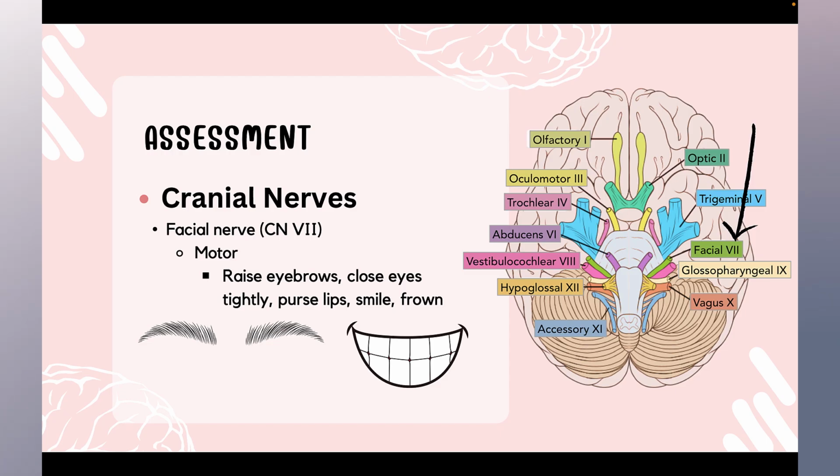The way you would test this on a patient would be to have them raise their eyebrows, close their eyes tightly, purse their lips, smile, frown. You'd want to make sure that they can do all of that. And once again, you'd want to know, is there any sort of asymmetry? So does their smile droop on one side? Can they only close one eye, not the other? When they raise their eyebrows, does only one go up? Those types of things.